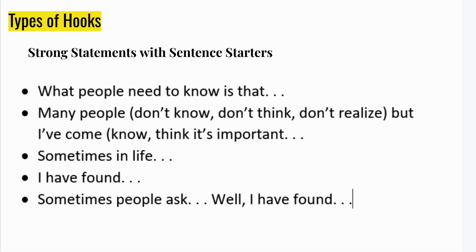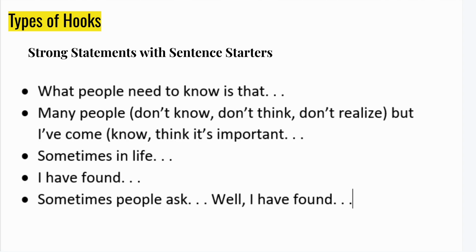Sometimes in life, I have found, maybe you have a connection to a dog. I don't have dogs, but Mrs. Pieper does. So maybe she would use, I have found something about her dogs that she thinks could be convincing as her hook. Sometimes people ask this, well, I have found this. So some of these might be a connection for you that you want to make.